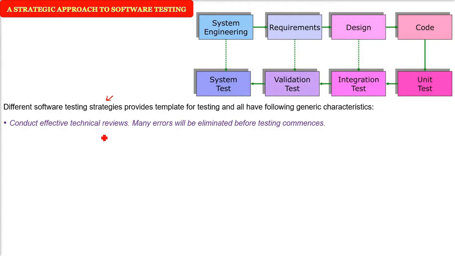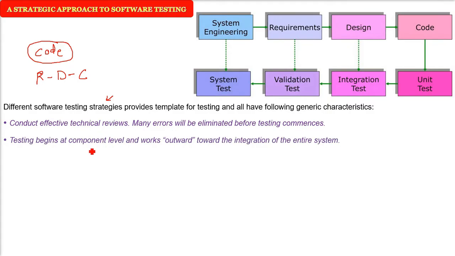The first thing is, we need to conduct effective technical reviews. We are not just going to code and do static and dynamic analysis. Before that, we are interested in technical reviews. The experts will sit and see your work, from requirements, design and construction, everywhere the technical reviews should be there. Because of these technical reviews, most of the errors you would find in actual testing are eliminated and fixed.